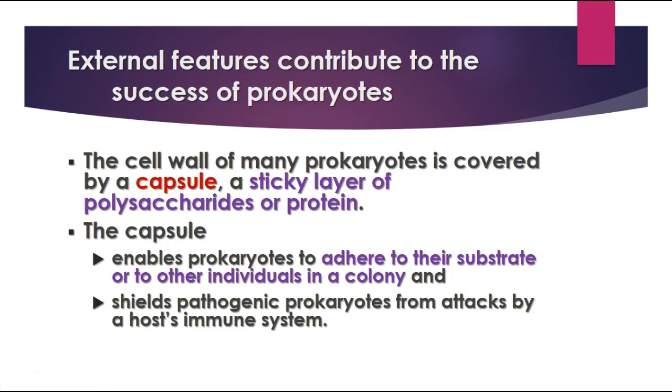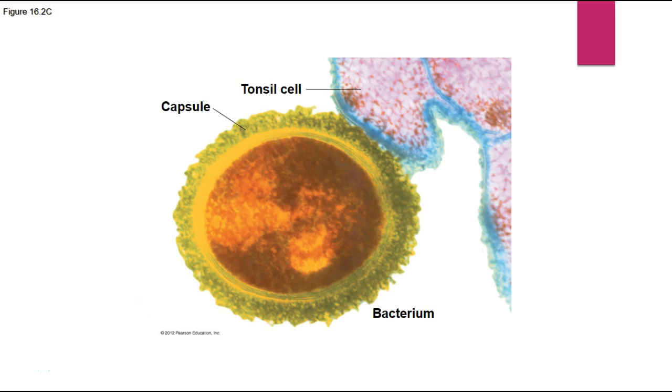The cell of a lot of prokaryotes is covered by a capsule, which is a sticky layer of polysaccharides or protein, and that enables the bacteria to stick to a substrate, to a surface, or to other individuals in a colony. It also helps protect them from attacks by the immune system of the host, because it's another layer you have to get through. Here you see a bacterium capsule stuck to the surface of a tonsil cell, so it makes it easier for them to cause the infection because they can adhere to the surface while they're secreting their toxins or other substances.